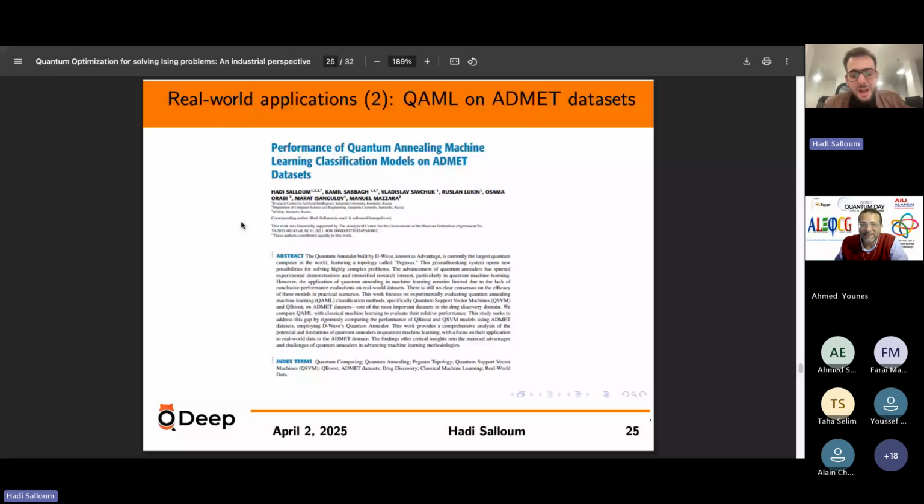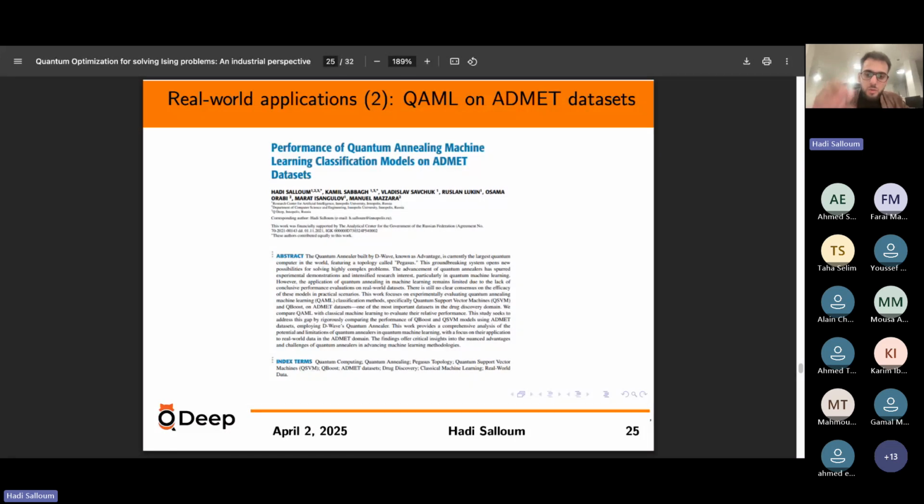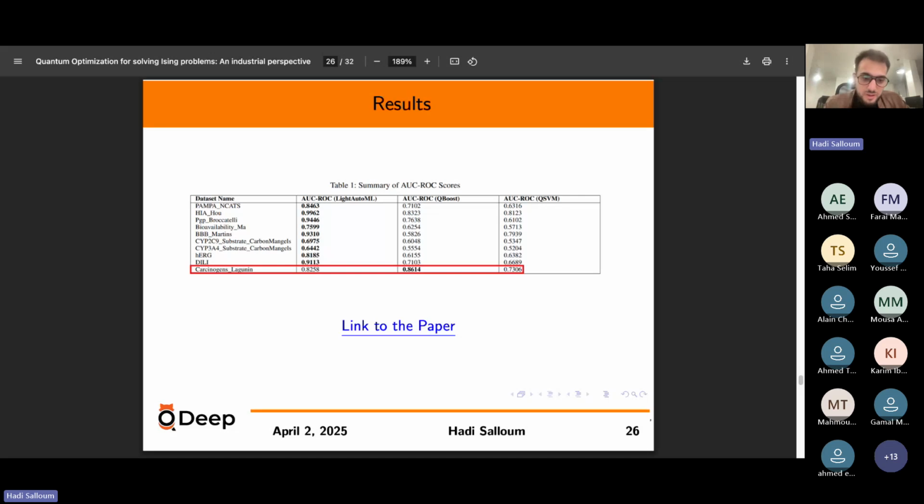So about this paper, there are some fundamental machine learning problems. We find them where we can. There is optimization. We formulate SVM, support vector machine, and boosting algorithms as QUBO. After that, we embed it to quantum annealing, and we apply it on something called the ADMET dataset, which is very important for drug discovery.